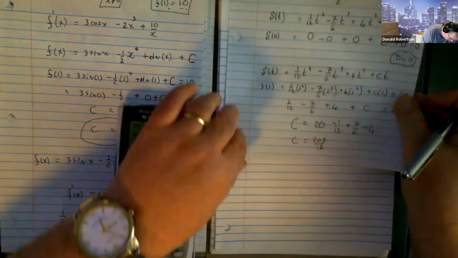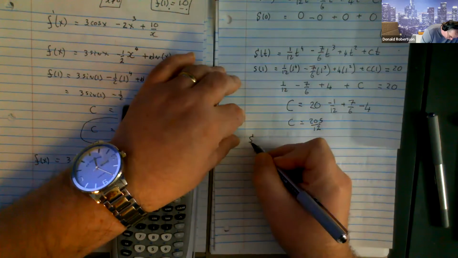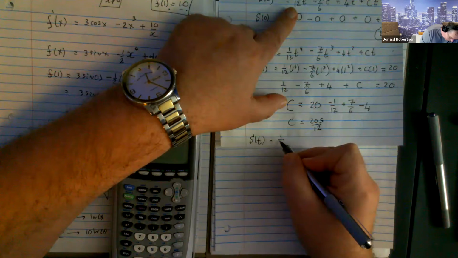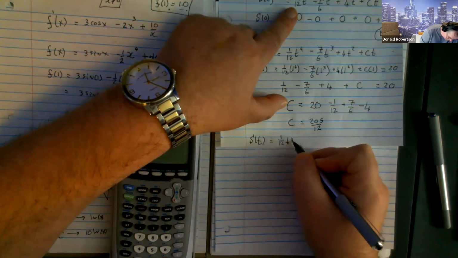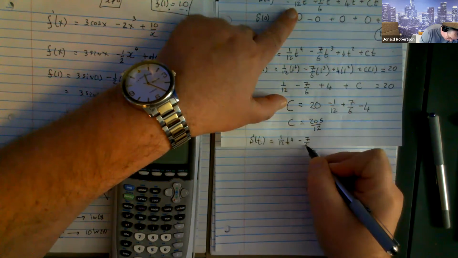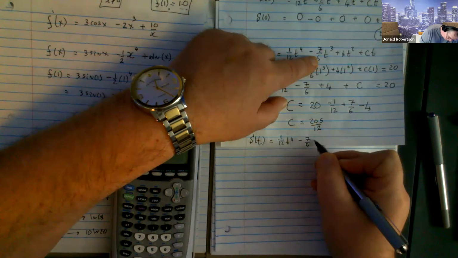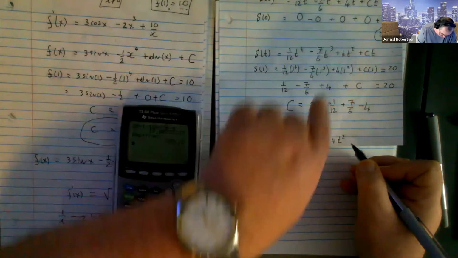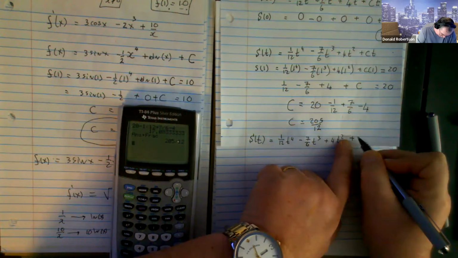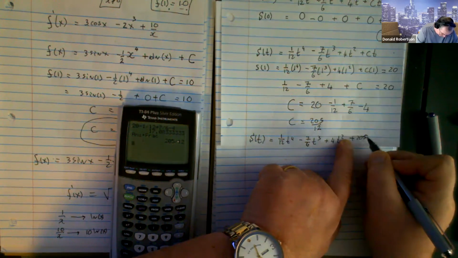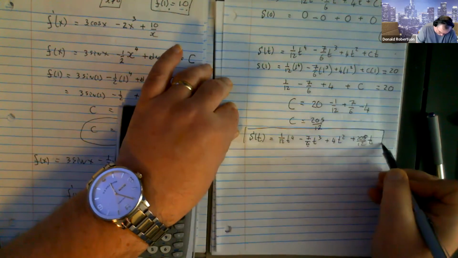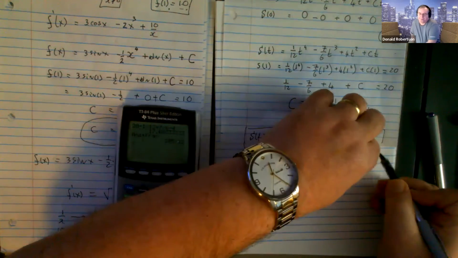So our final position function is 1/12 t to the 4, 76t cubed, 4t squared plus c times t. So it's going to be plus 205/12 t. We're finished.